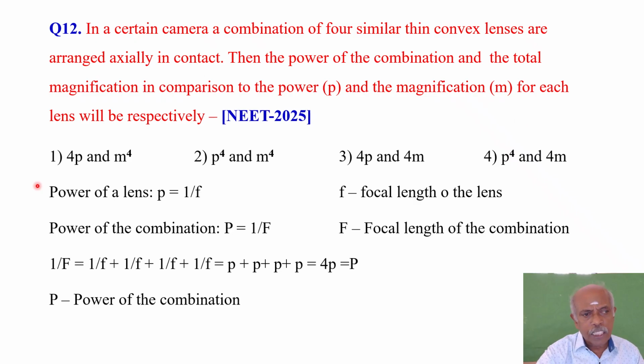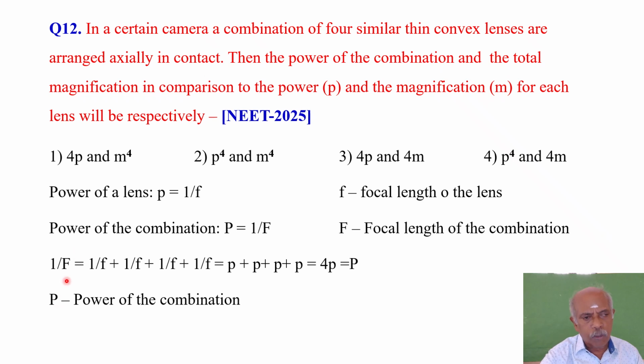You know, what is the formula for power of a lens? Power of a lens P is equal to 1 by f. So here P is the power of each lens, and for the combination, the power is P equal to 1 by capital F, where capital F is the focal length of the combination.